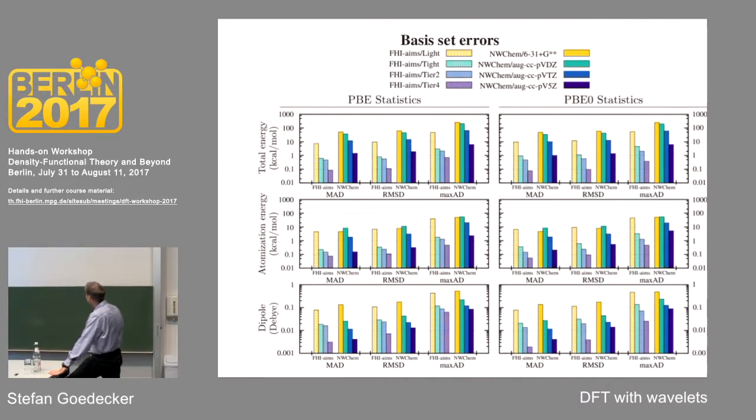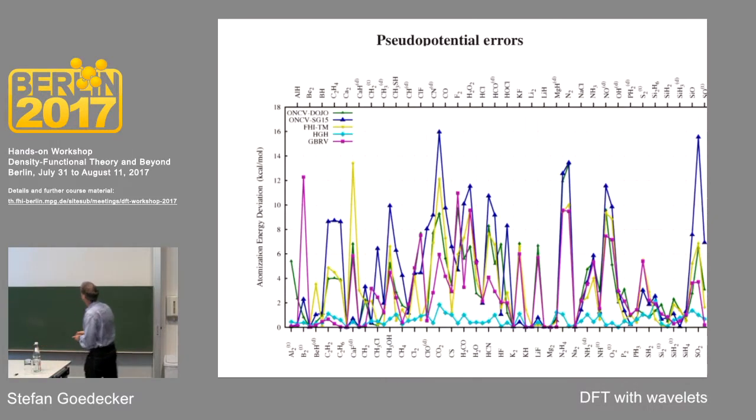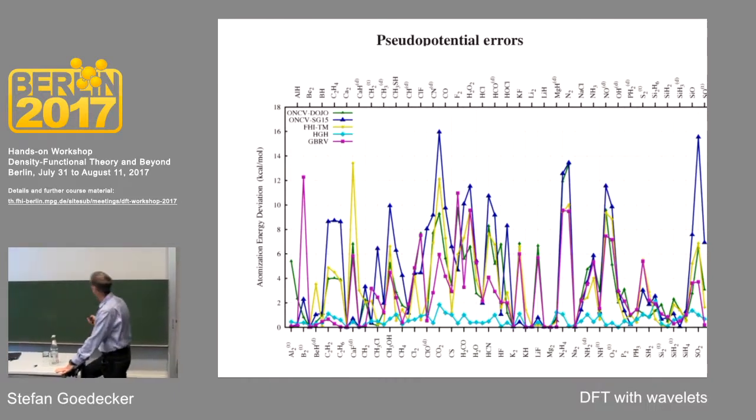Concerning the dipole moments, you see it's more difficult. Probably people would like to have an accuracy of 0.01 Debye. You see that in many cases this cannot be obtained. Okay, so that's my last slide: now just the errors in pseudopotentials.